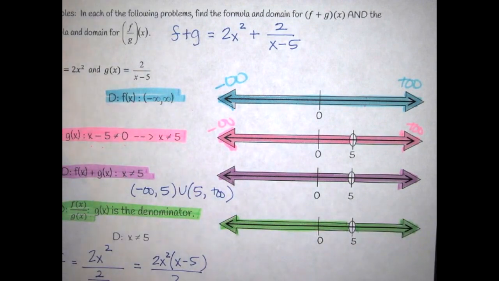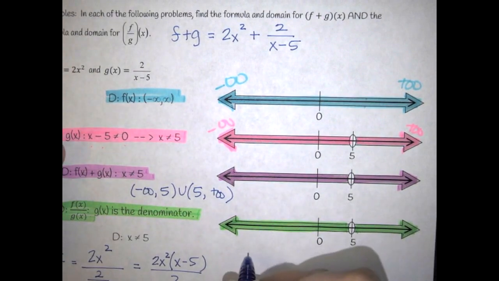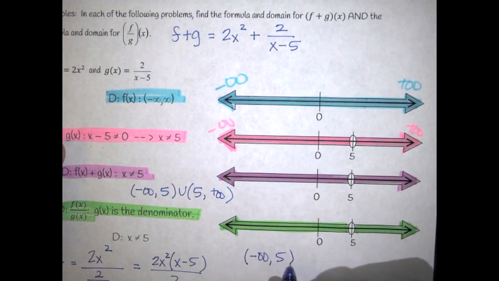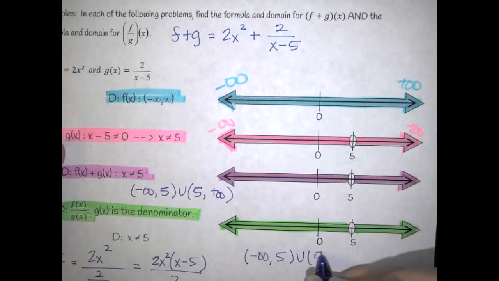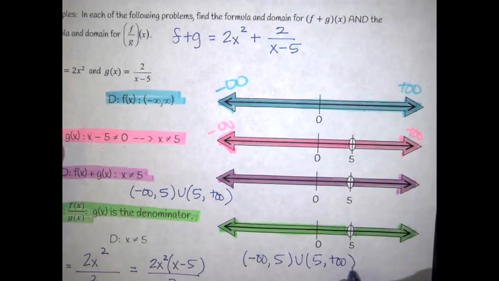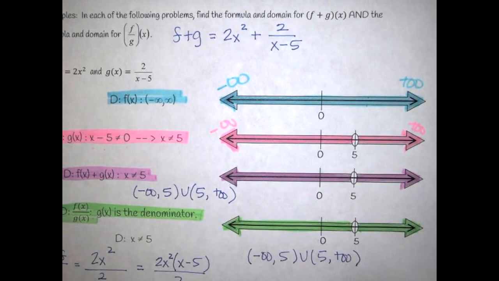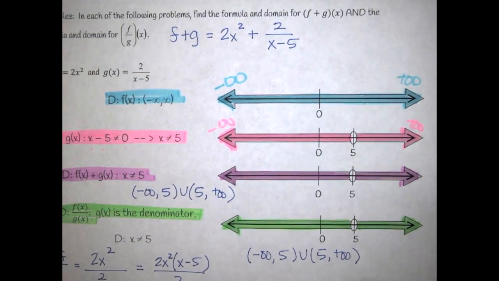And so here, it just so happens that this domain ends up being the same: negative infinity to 5, union 5 to positive infinity. Now that's just this particular problem. As we do some more examples, you will see that not all of them always end up being the same domain. It's really going to depend on what your numerator was, what your denominator was, and what your problem is actually doing. Okay? So let's look at another example.